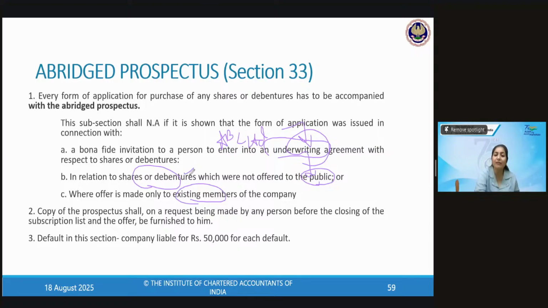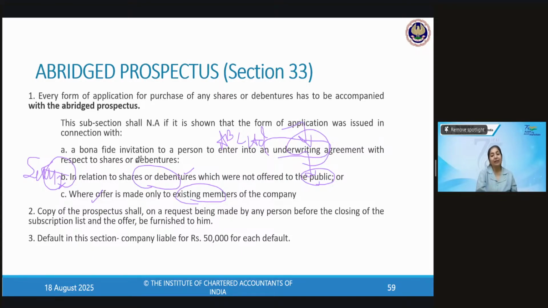Here is the case of private placement where I am sending the private circulation. Section 42 is applicable over here. So if I'm doing the private circulation as per section 42, abridged prospectus is not required. If I'm doing rights issue and bonus issue, abridged is not required. And if I'm having an underwriting agreement, then also abridged prospectus is not required.